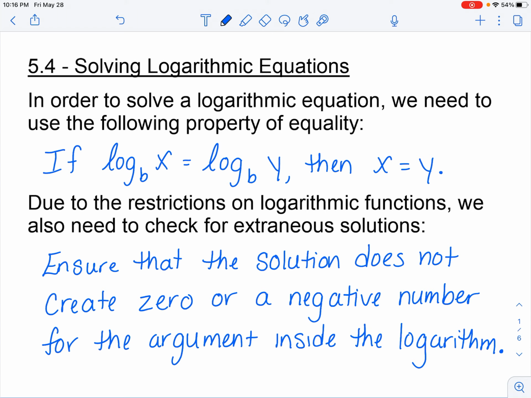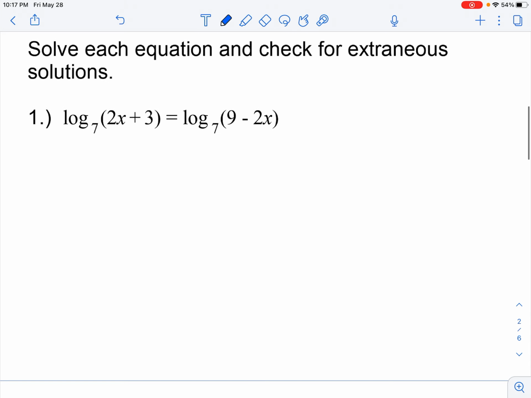So we're going to go through 3 examples of these particular types of problems. All right, problem number 1. Solve each equation and check for extraneous solutions. Those are your general directions. So right here, here's what I notice. I've got log base 7 and log base 7. They have the same base, meaning the arguments must be equal.